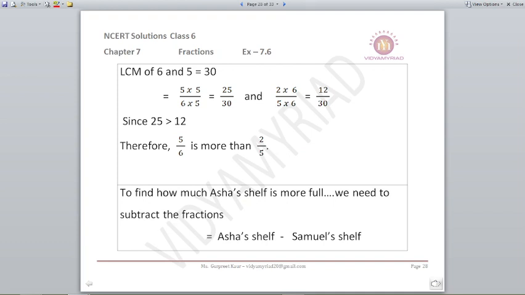So 6 and 5 LCM is 30. Now our new fractions become 25 upon 30 and 12 upon 30. Now we know 25 is a bigger number and 12 is a smaller number. So we can say that 5 upon 6 is more than 2 upon 5. The next part is they are asking to find how much more full Asha's shelf is. For that we need to subtract the fractions because we need to find out the gap between them. To find the gap we need to subtract. So Asha's shelf minus Samuel's shelf, because Asha's shelf is bigger. She has filled more.